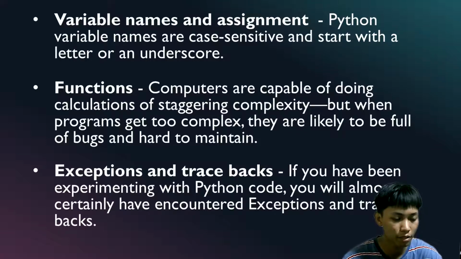Fourth, we have exceptions and tracebacks. If you have been experimenting with Python code, you will almost certainly have encountered exceptions and tracebacks. Exceptions are part of a program flow control mechanism that is specially designed for handling errors or other exceptional conditions, but that can be used more generally. A traceback is the error report from an uncaught exception, showing the chain of function calls leading to the exception.